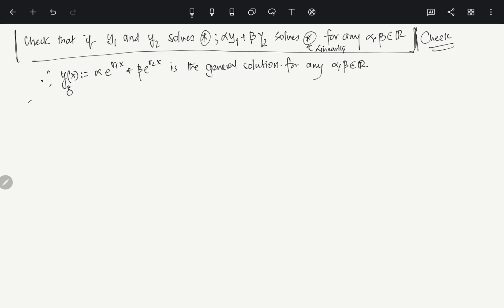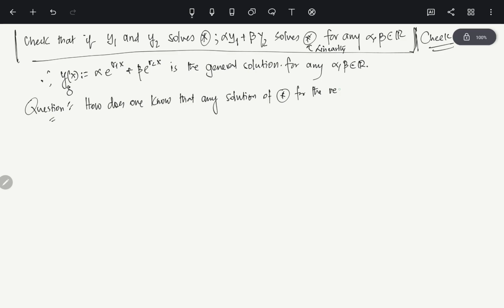Now a big question, and this is very, very important. How does one know that any solution of star, at least for this case, let's say the real distinct case, must look like y_G? What is the guarantee here? You do understand what I'm trying to say.